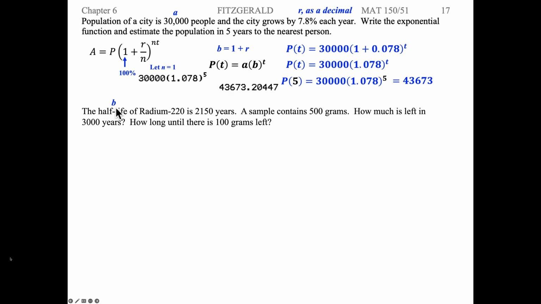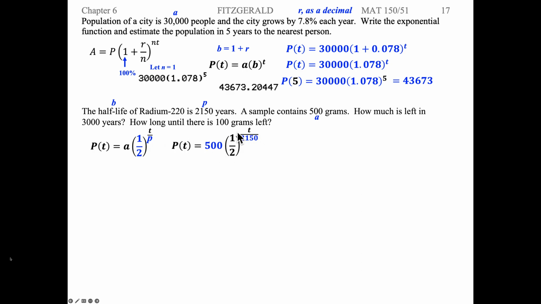The next thing we have to understand, though, is that your half-life occurs every 2,150 years. So what you'll notice in the formula is they call that P. That is the period length of the half-life. So we substitute these in. My base is 1/2, and now my time has to be divided by the period length. So let's put in our values. 500 grams is your beginning balance or initial amount, so that's your A. And 2,150 will go in for P.